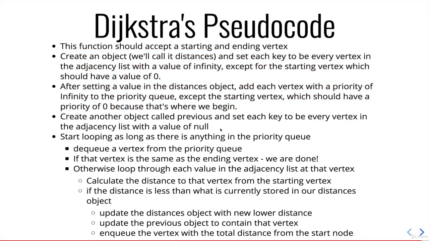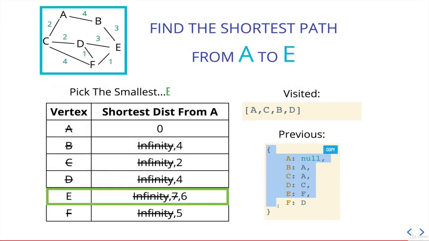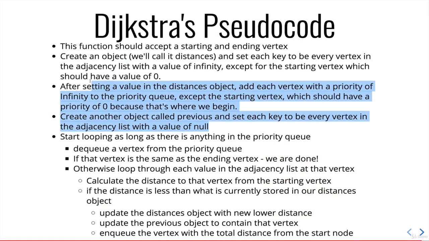And there's actually one more step. We also have to create our previous object, where it's just a simple object where we have a key for every vertex, and we initialize it to a value of null. So that's this data structure here. But everything should start at null, and we will update the value for each key as we go. All right, so it's mainly the setup that takes the most time to explain.